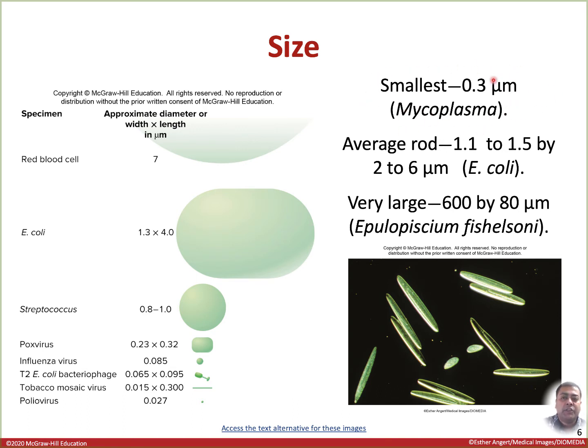That means they can change in shape, and this is one of the smallest bacteria that you can have. On the other hand, this very large bacterium, Epulopiscium fishelsoni, you can easily see is 600 micron in length and about 80 micron in diameter. One of the giant bacteria. So they come in all different shapes and sizes that you can appreciate.